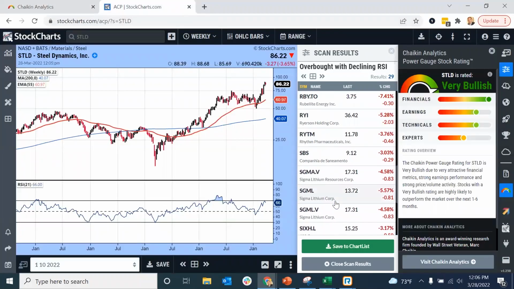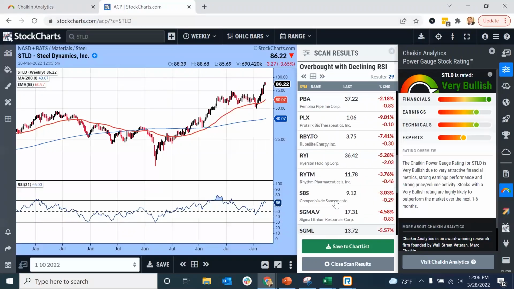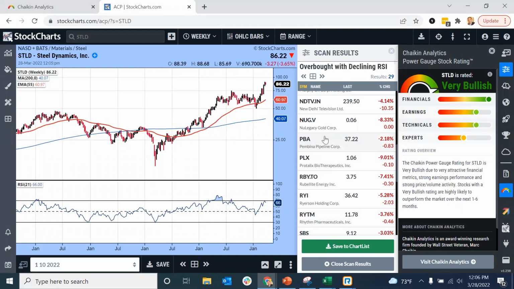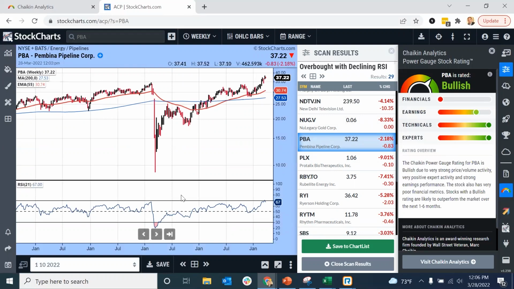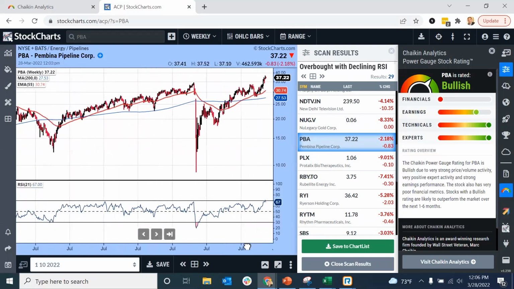Let's look at one more or two more, depending upon our time here. And let's take a look at this one. I don't really know this name. PBA. Pembina Pipeline. Okay, we got a bullish rating. Financials aren't great. It could be more of a valuation problem. We'll look at our rating to find out.